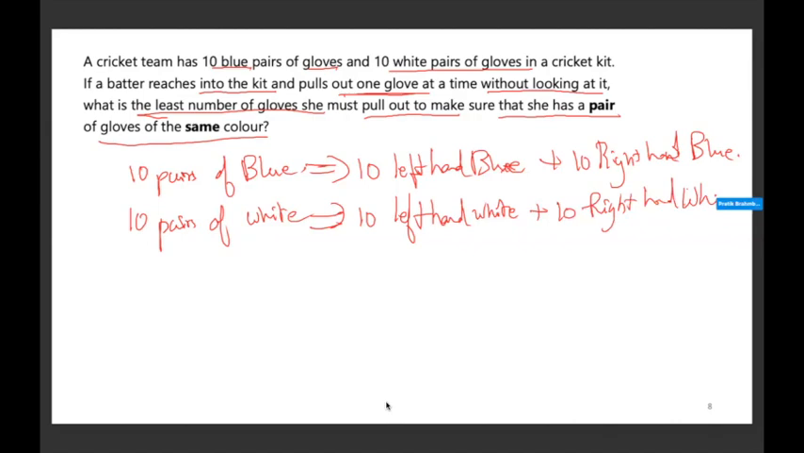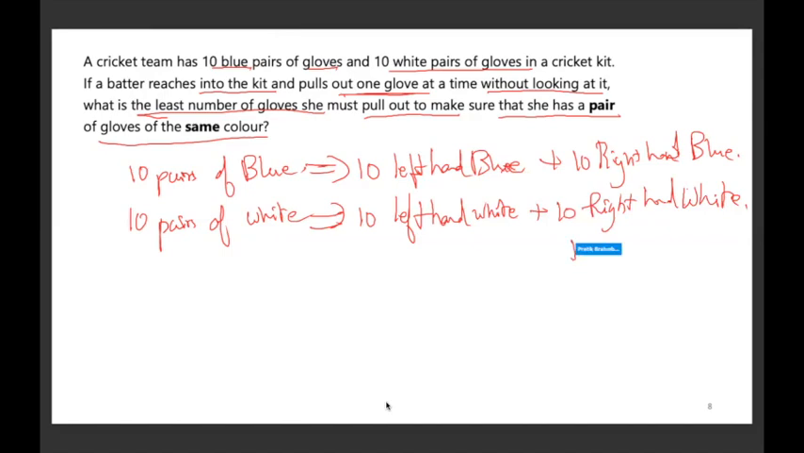Now, if this batter is pulling out one glove at a time, and we have to be very sure, this person has to be very sure that she has a pair of the same color, one pair of the same color.